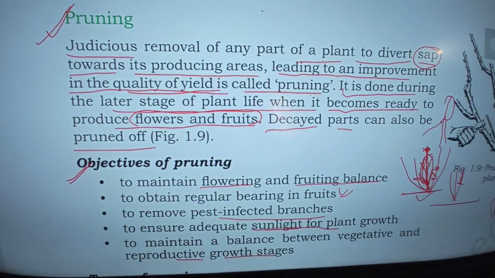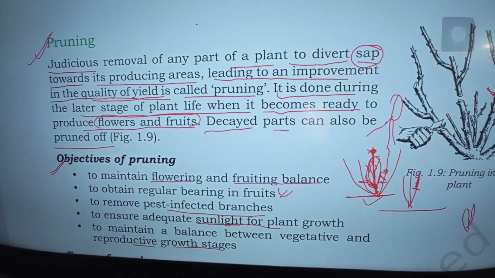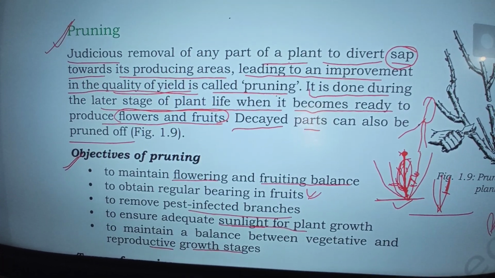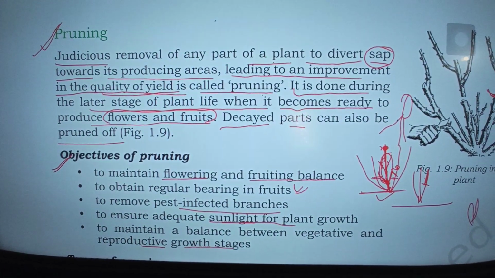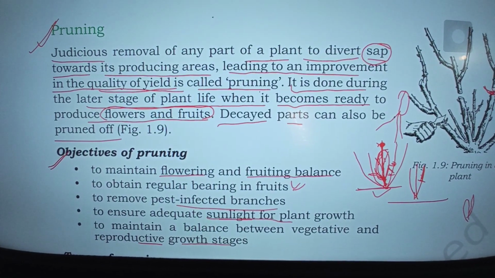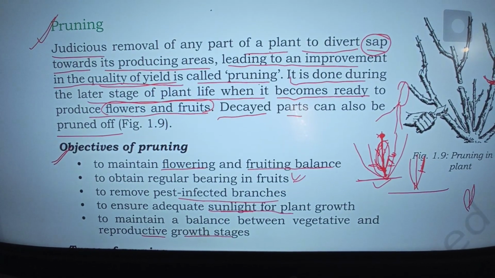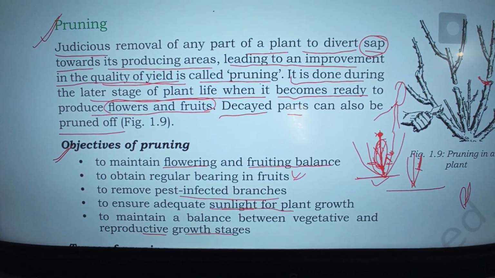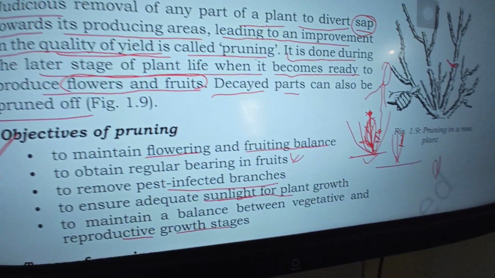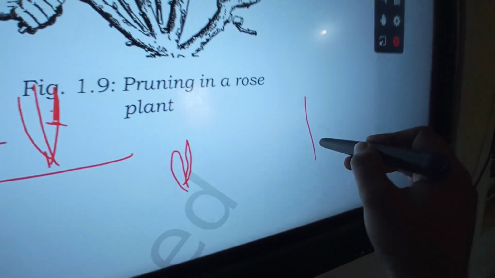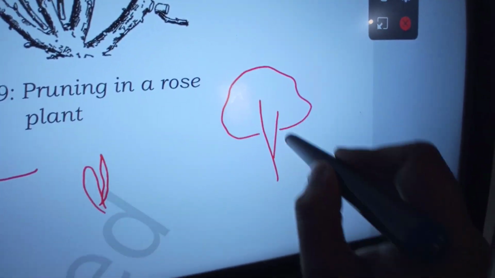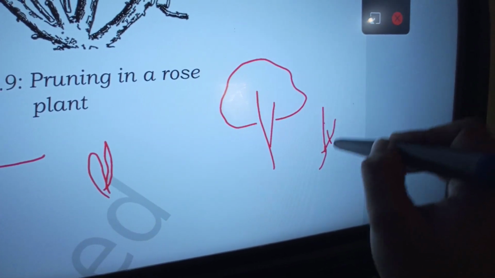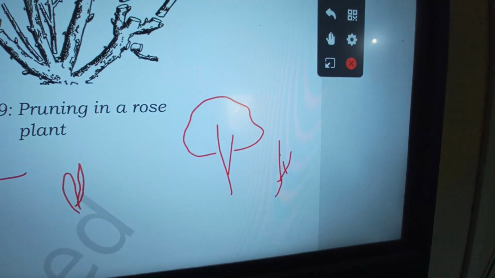I hope you understand that pruning is very important from the exam point of view. So here is a short note about pruning. What is pruning? What is the purpose of pruning? We can say that, and there is another question related to training and pruning: what are the main differences between training and pruning? We do training for giving shape to the plants, and the main purpose of pruning is to remove the unwanted part of a plant or a disease-affected part.